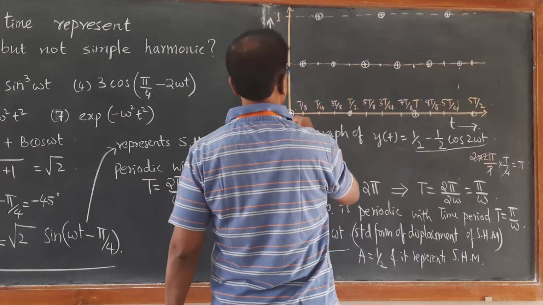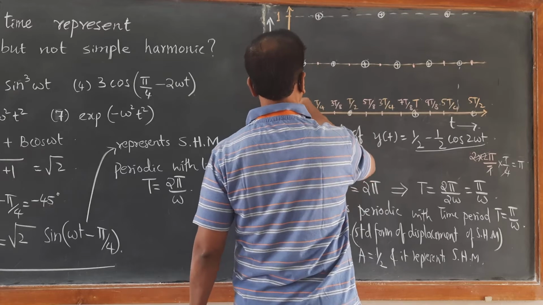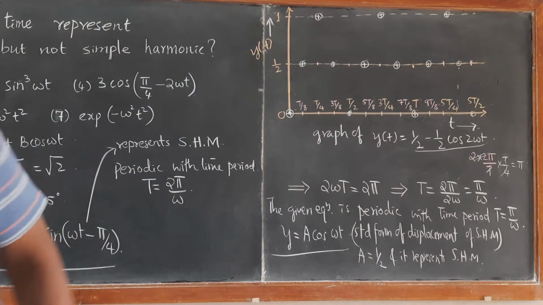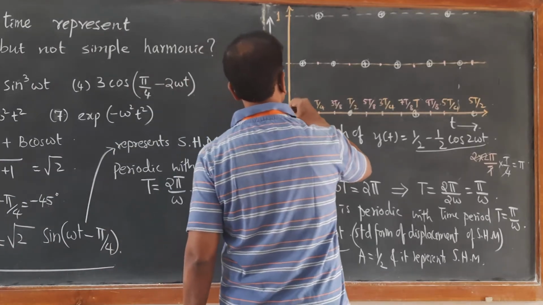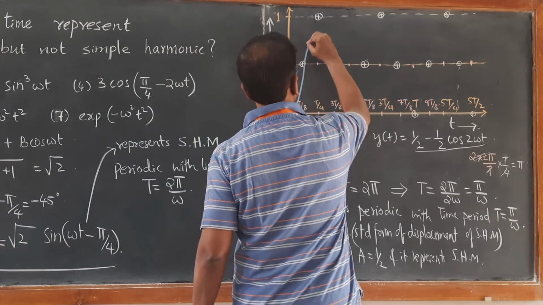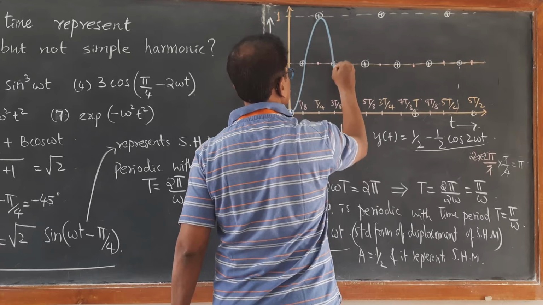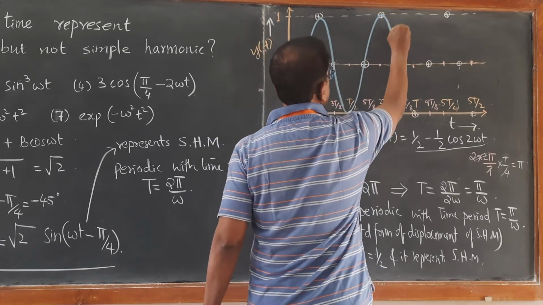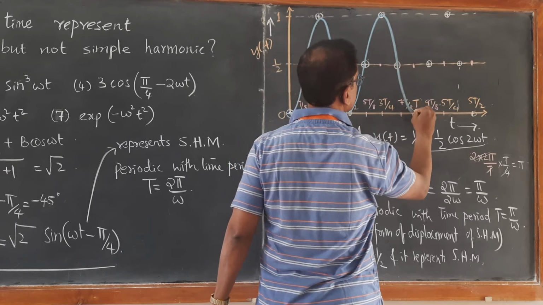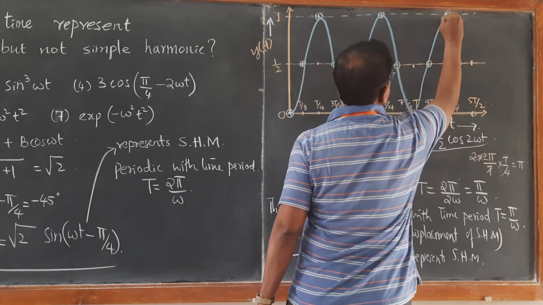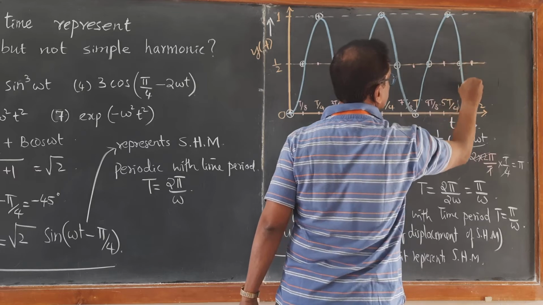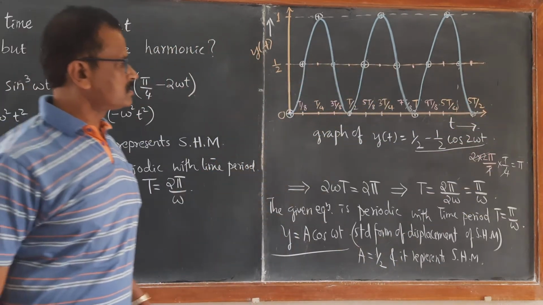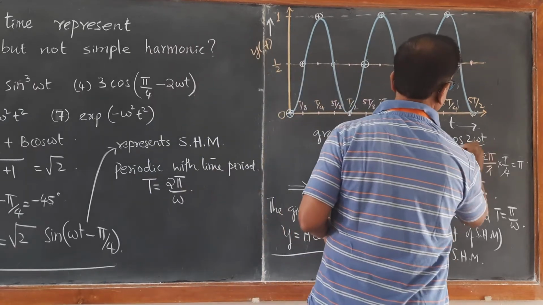Right? So this is how you are going to get the graph. Yes, this is the graph of the cos double function.